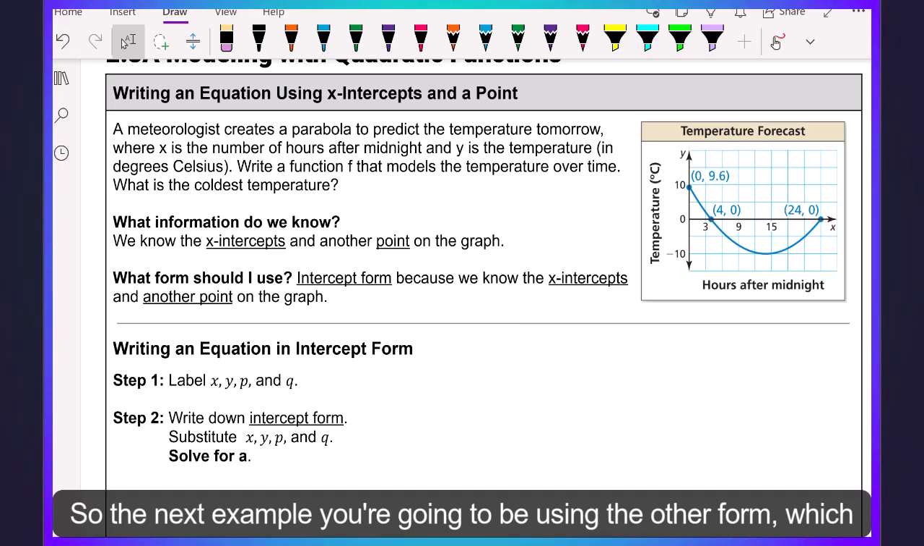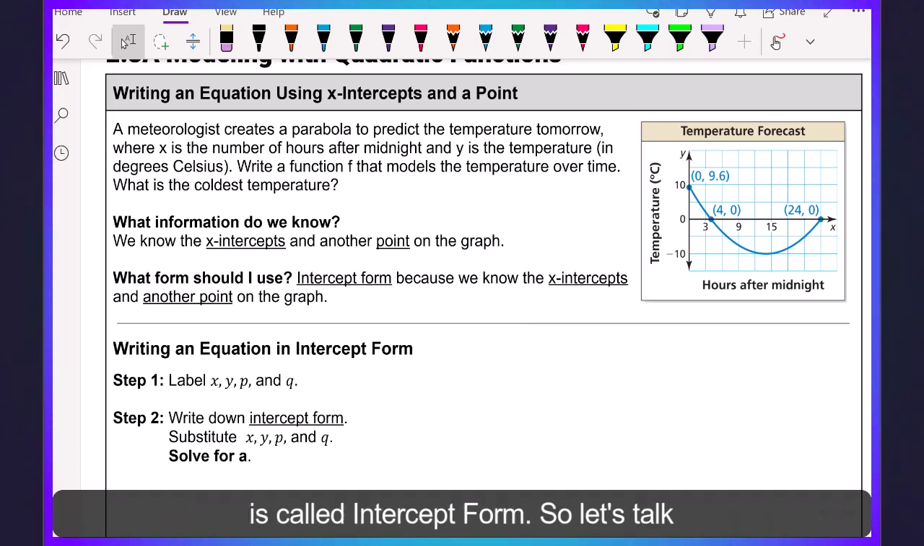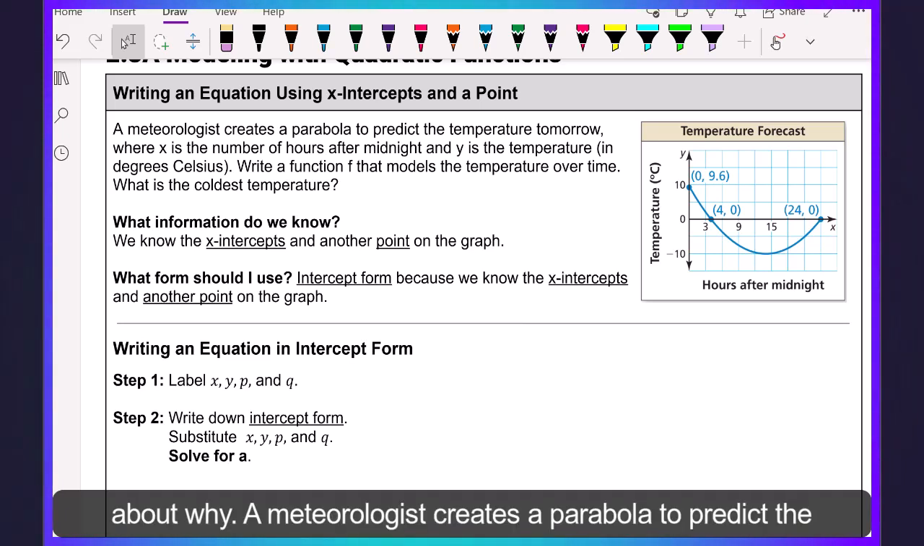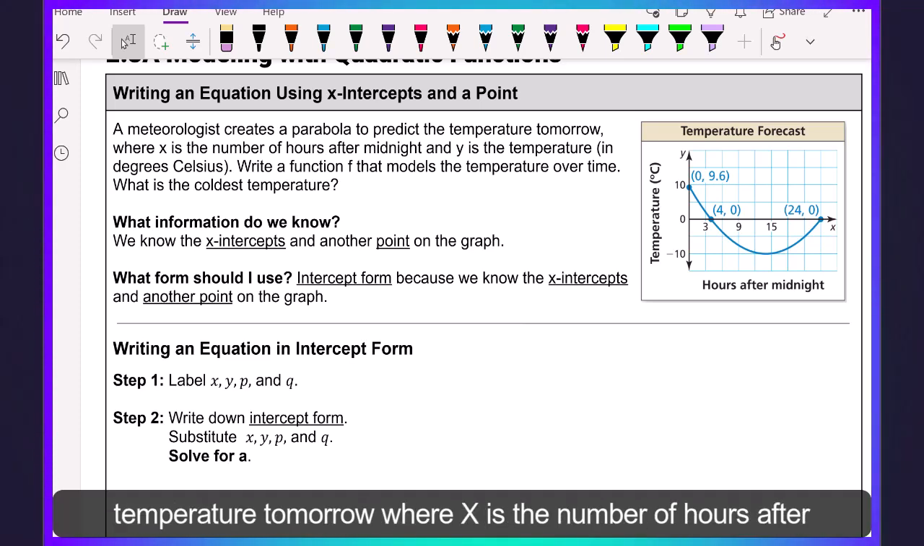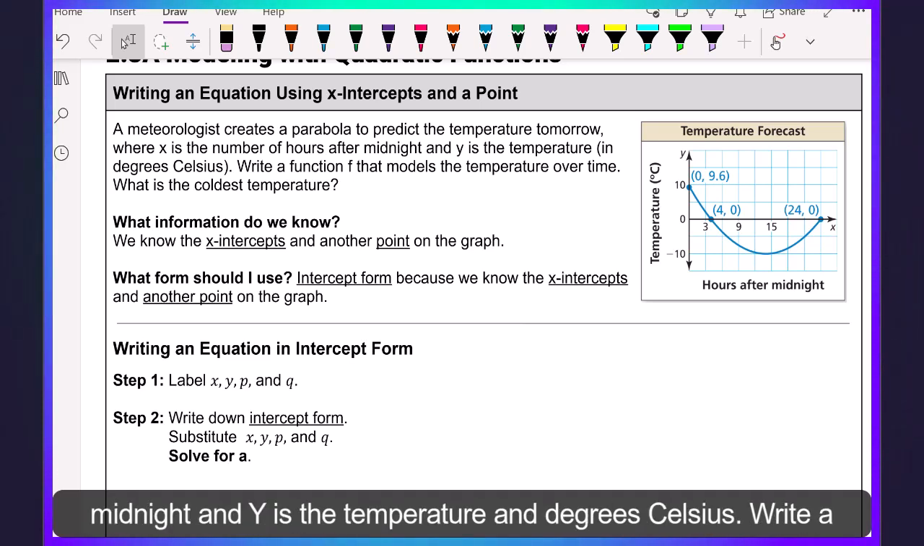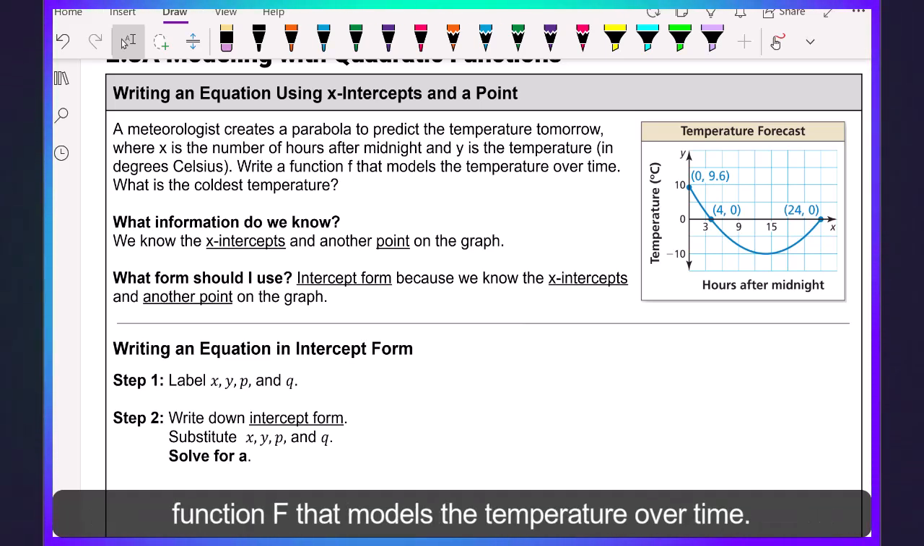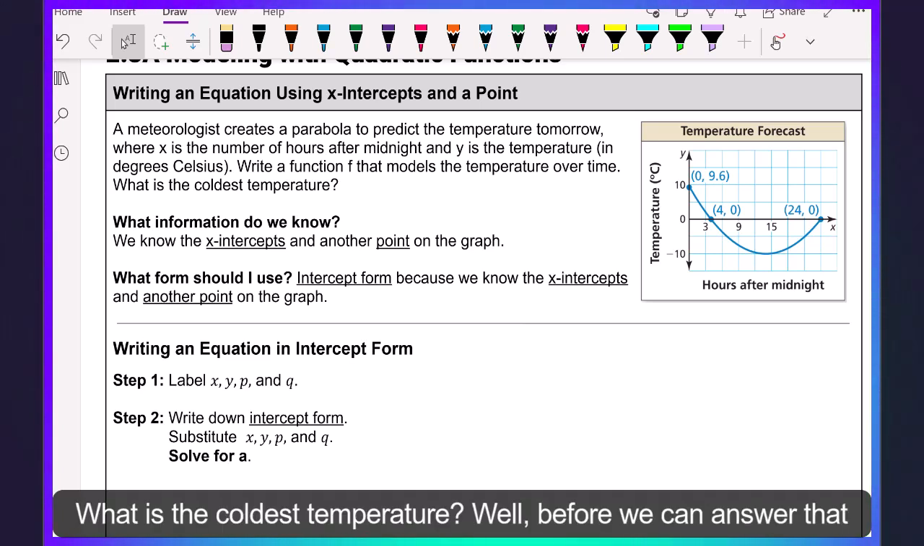So the next example, you're going to be using the other form, which is called intercept form. So let's talk about why. A meteorologist creates a parabola to predict the temperature tomorrow, where x is the number of hours after midnight, and y is the temperature in degrees Celsius. Write a function f that models the temperature over time. What is the coldest temperature?